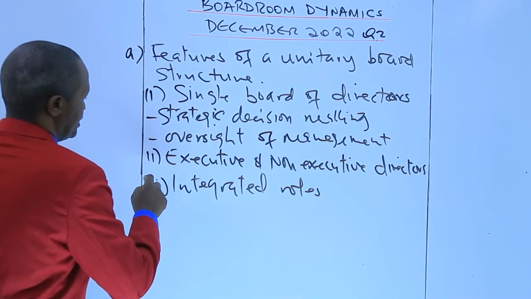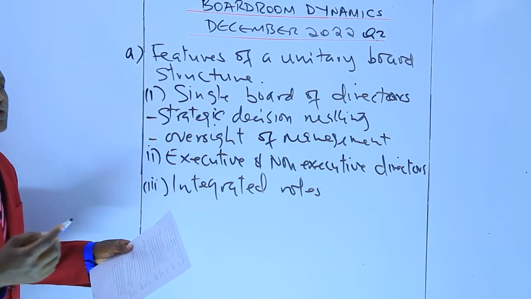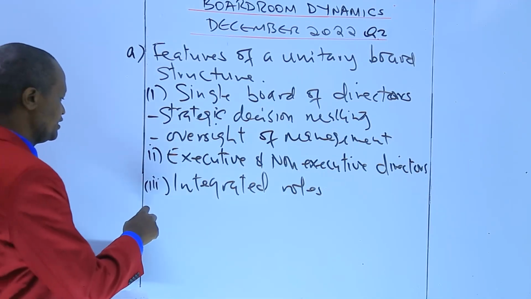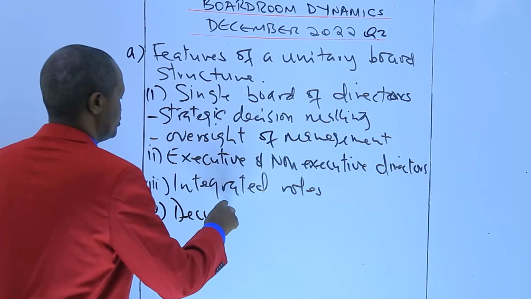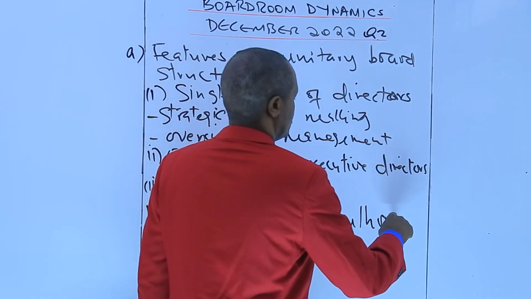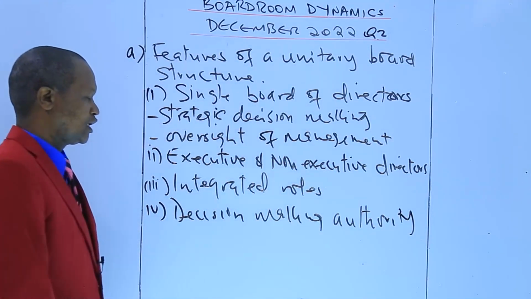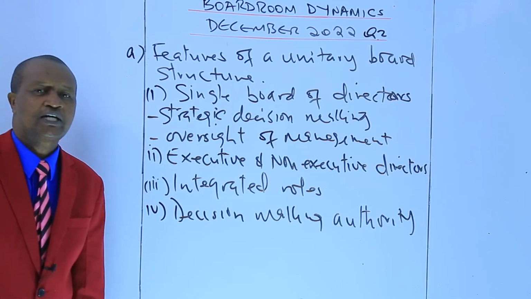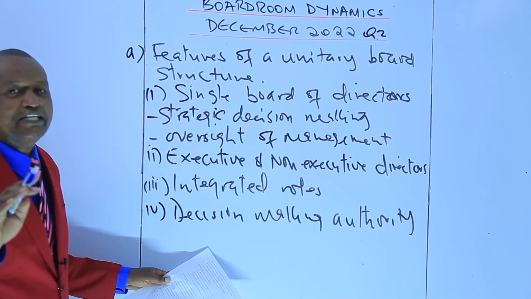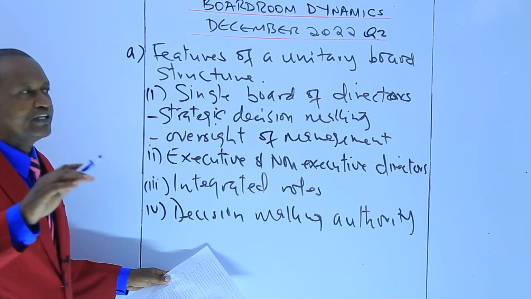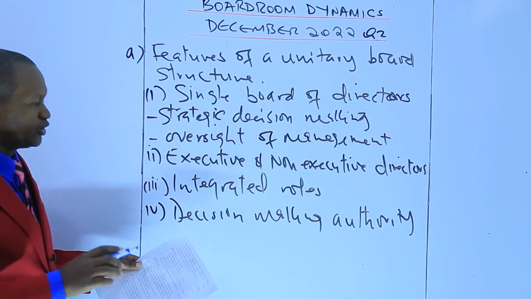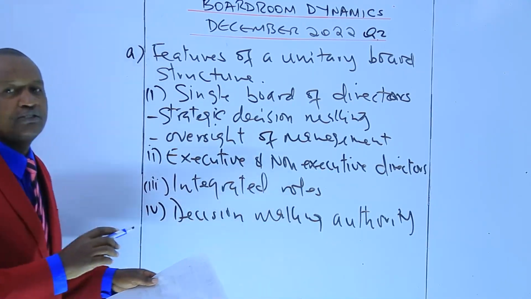Another feature will be in relation to what we call the decision-making authority. How can we explain this feature? Now, candidates, the unitary board has the ultimate authority to make key decisions for the company, including strategic planning, financial matters, including appointment of senior executives, and so on. The board has decision-making authority.